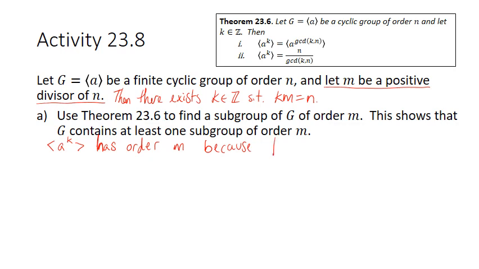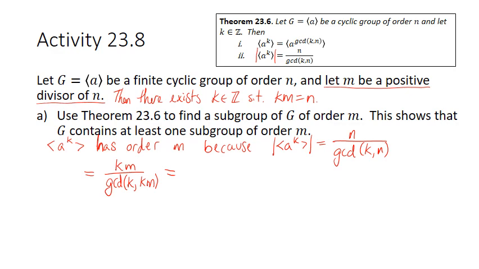Theorem 23.6, oops, I think I made a typo when I copied and pasted it. It should have these little lines here. So because of this, the order of a to the k is going to be n divided by the GCD of k and n, and that is going to equal, since we said already that n equals k times m, k times m over the GCD of k and n, where n is also k times m.